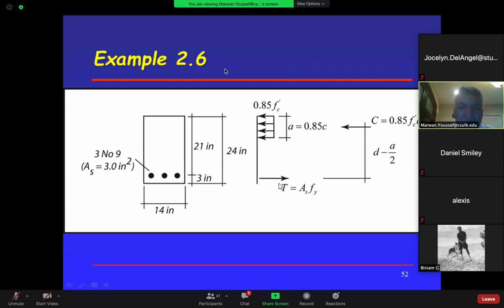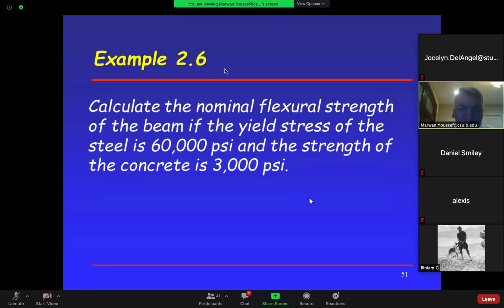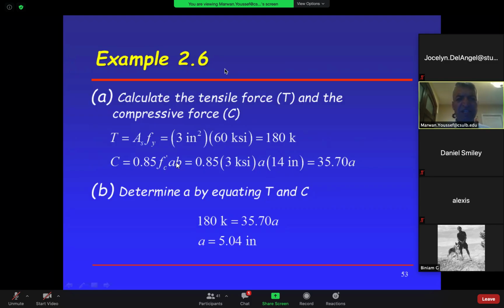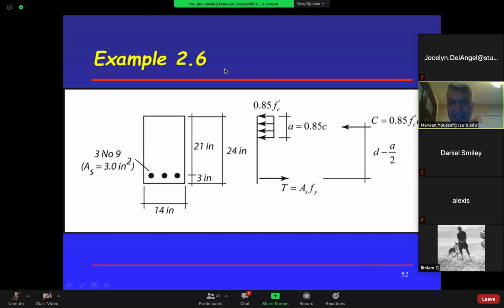Very easy. Why? Because I know As is 3 inches squared. I know Fy. What is Fy? 60,000. He told me the steel is going to yield at this amount. So T equals As Fy. As is 3 inches squared, Fy is 60 ksi. Watch for the units. Inches squared is going to cancel, so the answer is going to be in kips. So T equals 180 kips. All right. What about a?